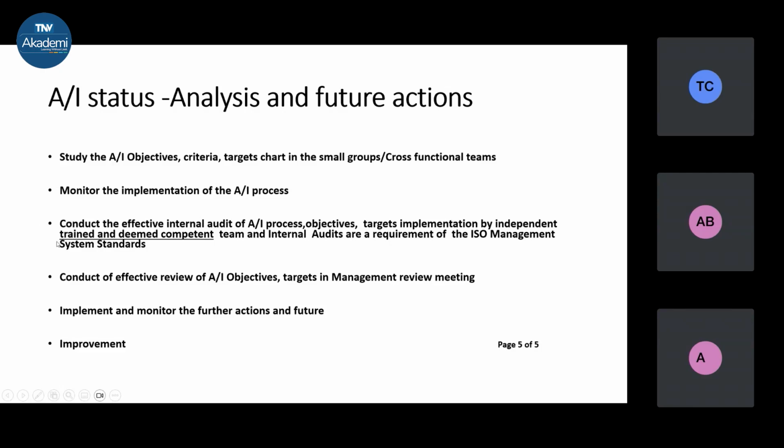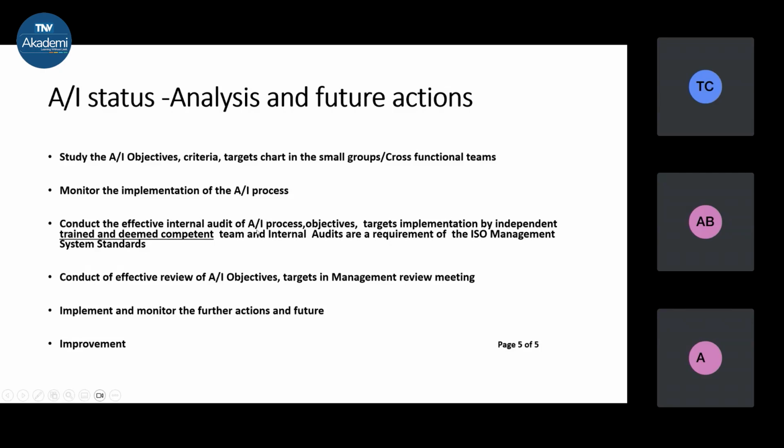Then what happens? We have conducted a detailed internal audit, so a lot of audit reports and observation sheets are available with us. There are non-conformities and observations, 10, 15, 20, whatever, depending upon the type and size of the organization. If there are 50 units in a company, there may be 100 internal audit report sheets. All that will now go for a management review, an effective review of AI objectives. Now we are focusing everything on application inquiry objectives.